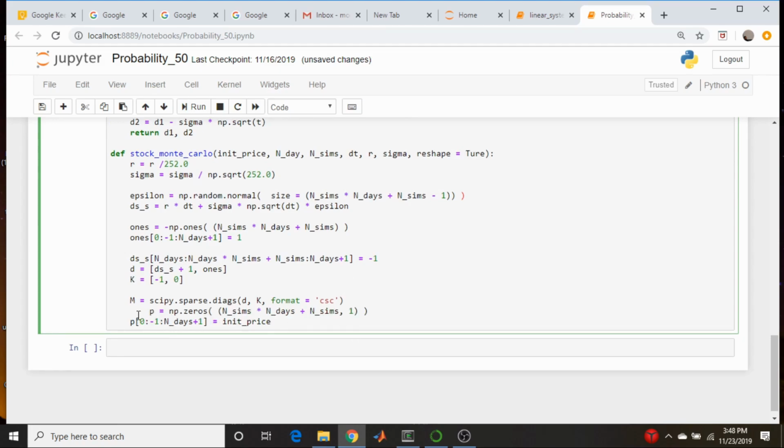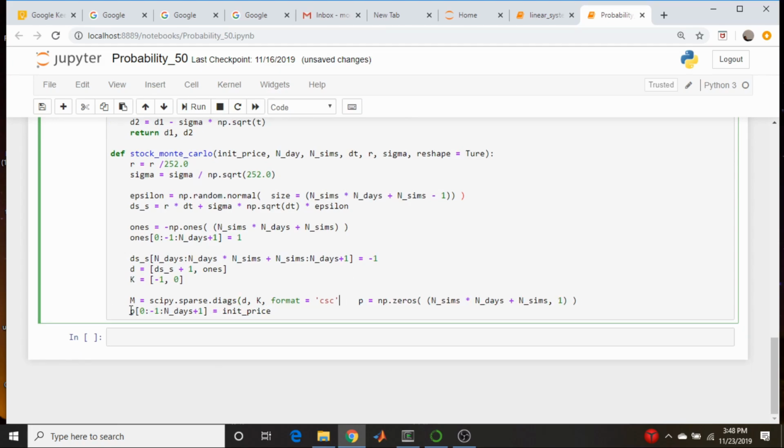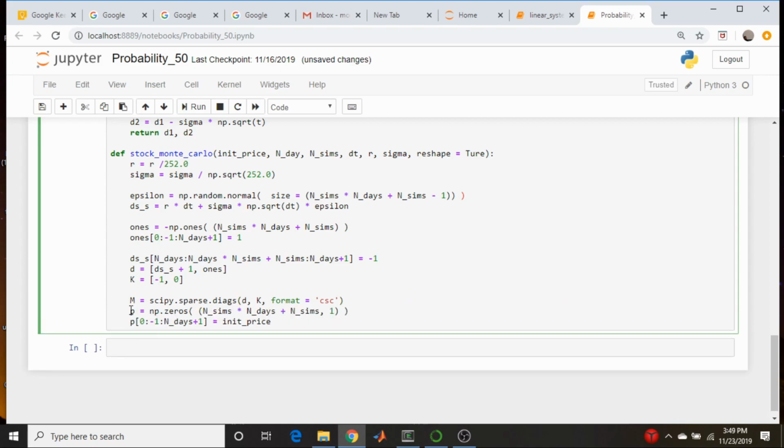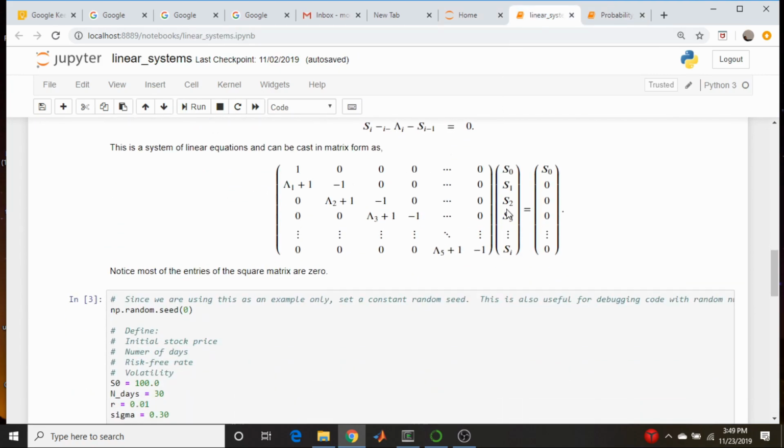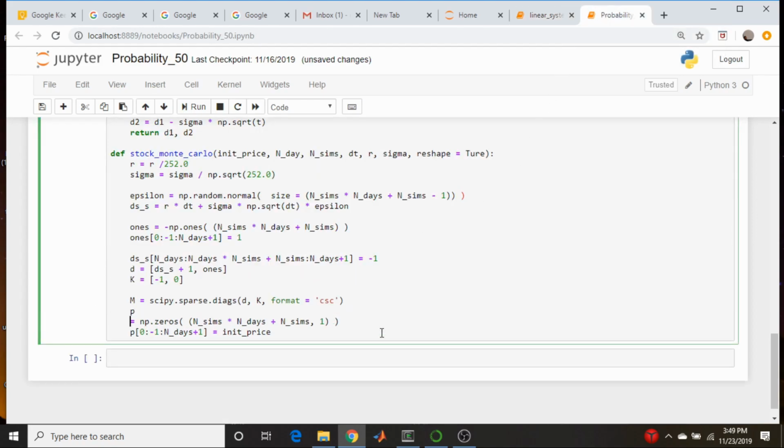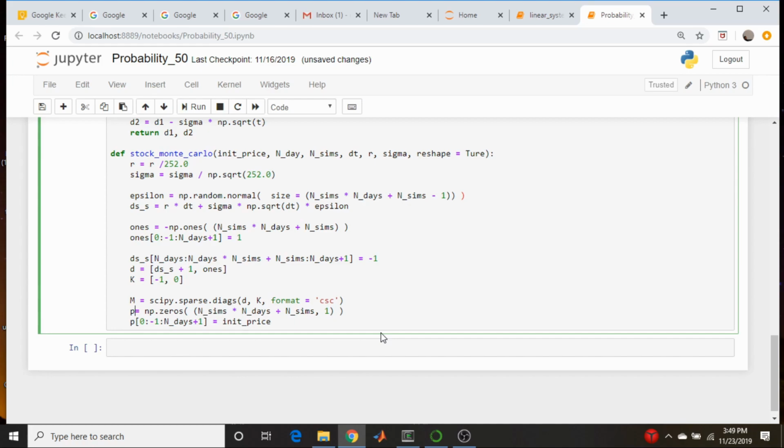Here are the vectors of the known. So this would be the right-hand side of this equation here. So that's this vector here. It's going to be all zeros except for the first entry of each block, which is going to be the initial price of the stock.